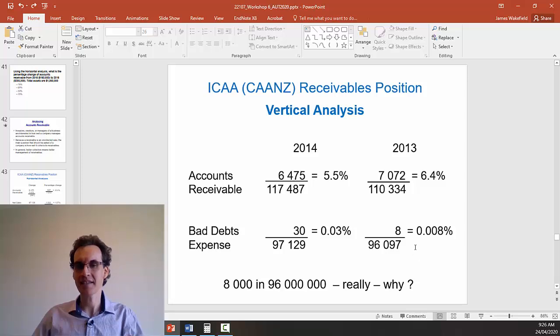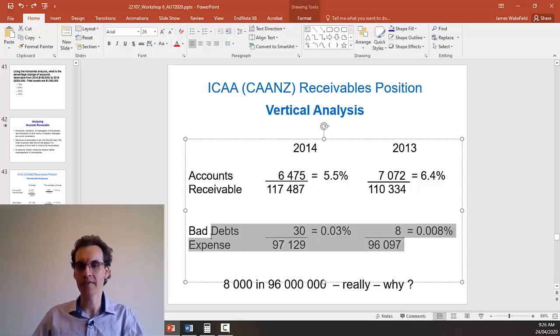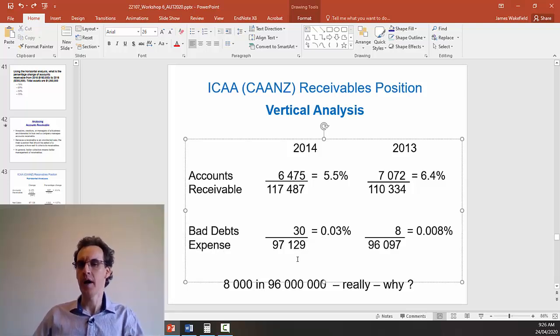Bad debt expenses are extremely low in this case, right? So yes, they've increased from 2013 to 2014 from a proportion perspective, so the proportion of bad debt expenses to our total revenue, but they are still extremely small, right? So in the case of 2013, we had $8,000 in bad debt expenses across a total revenue of $96 million. So a very, very low amount.